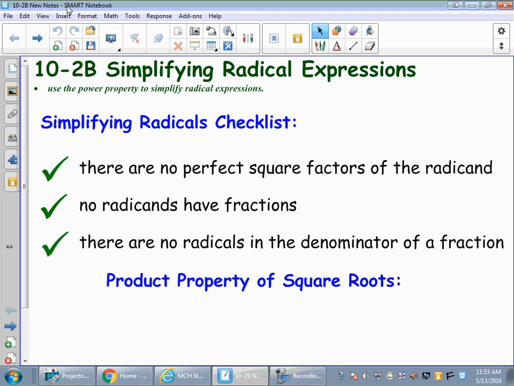All right, these are your 10.2 simplifying radical expression notes. I'm going to try to keep them short for you after that long 20-minute one, but we don't have a lot of terms to go over today.